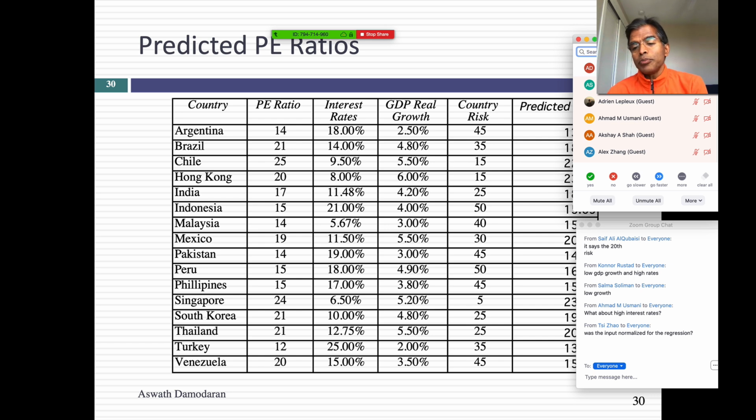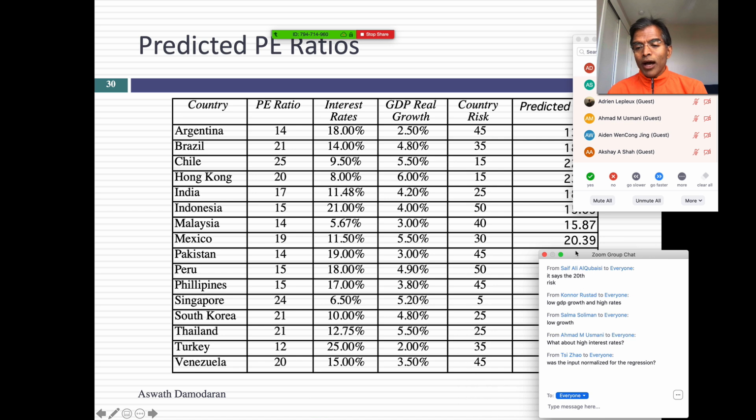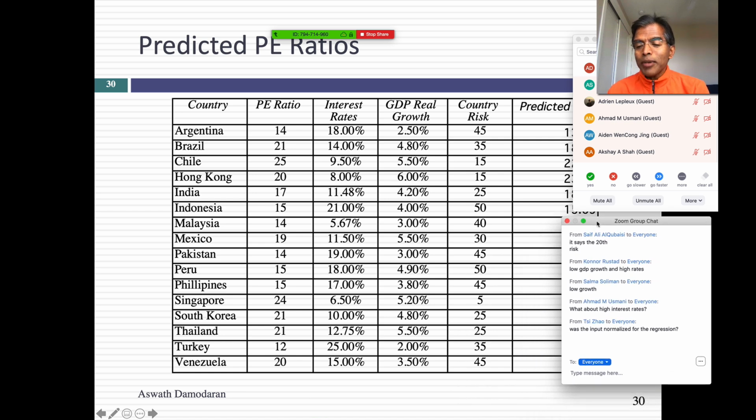Given its fundamentals, it should be really at 13.57. It's trading at 14. You see what I'm trying to do? I'm trying to come up with a predicted PE ratio for every company given its fundamentals. So if you look at Turkey, if I plug in the interest rate, growth, and risk, I come up with 13.35. It is slightly undervalued, but not by as much as I thought it was by just looking at the PE ratio.